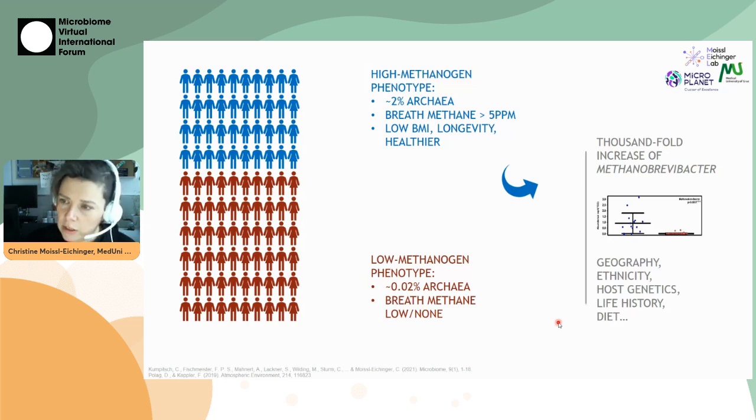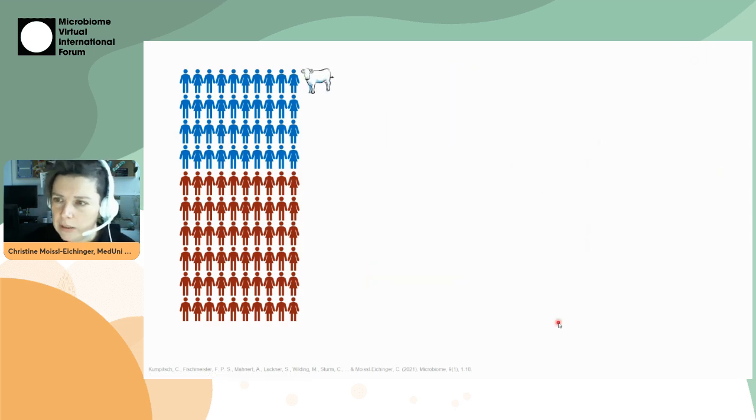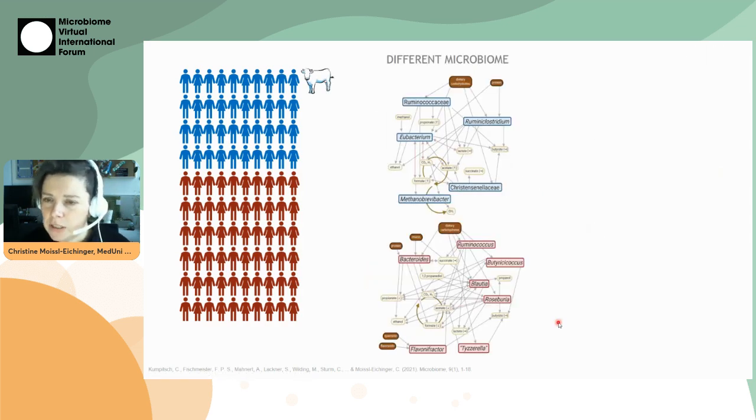The low methanogen phenotype is the opposite. So we have a 1,000-fold decreased abundance of Methanobrevibacter. The breath methane is not detectable or super low. We wanted to go a bit deeper into the differences of these different cohorts and did some microbiome analysis. What you see here is that the microbiomes are completely different in these two.